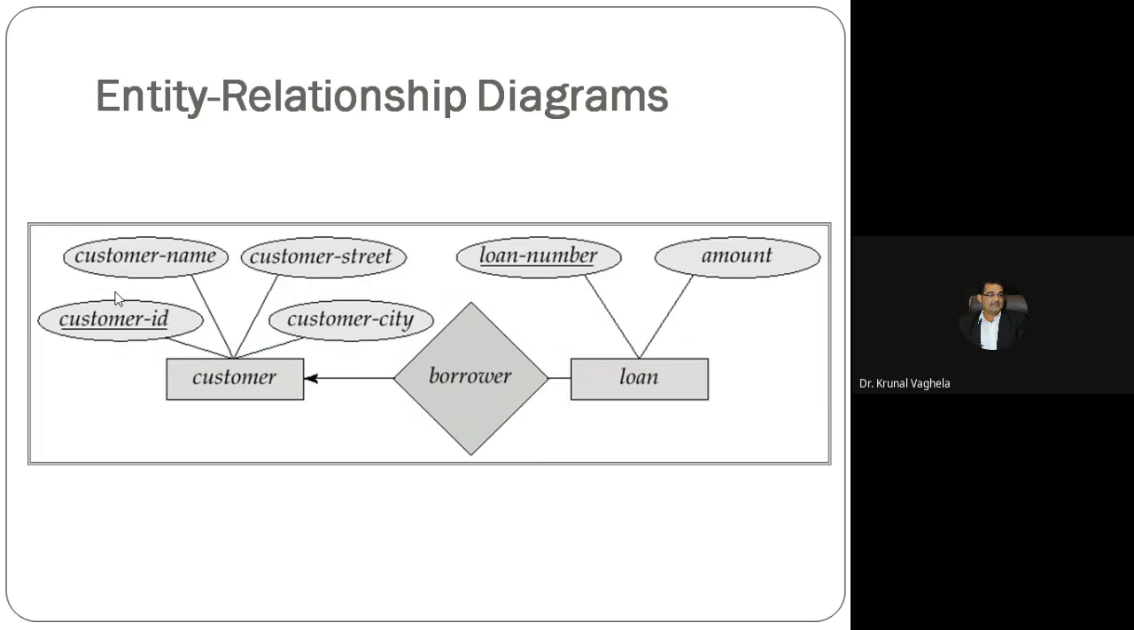Now this, any difference? Just see and observe. What is the difference? What is the type of relationship here? One to many. From customer to loan, the relationship is one to many. From loan to customer, many to one.